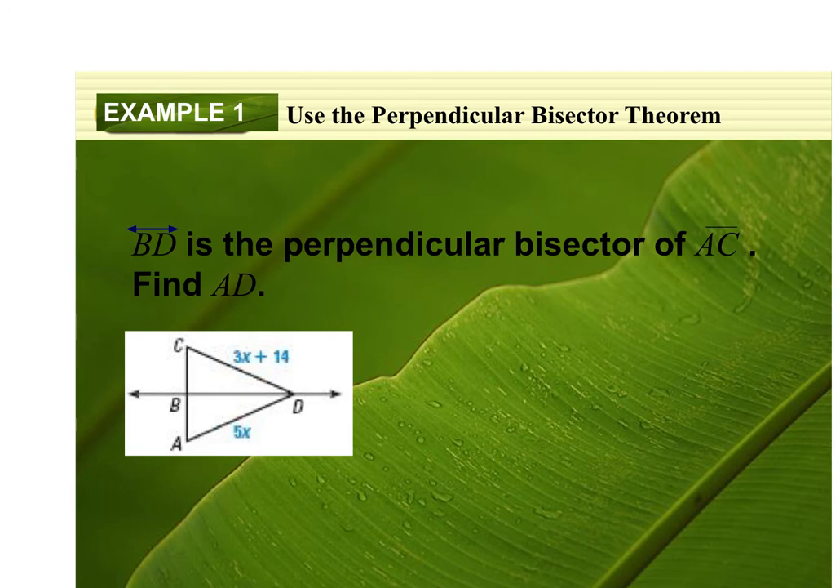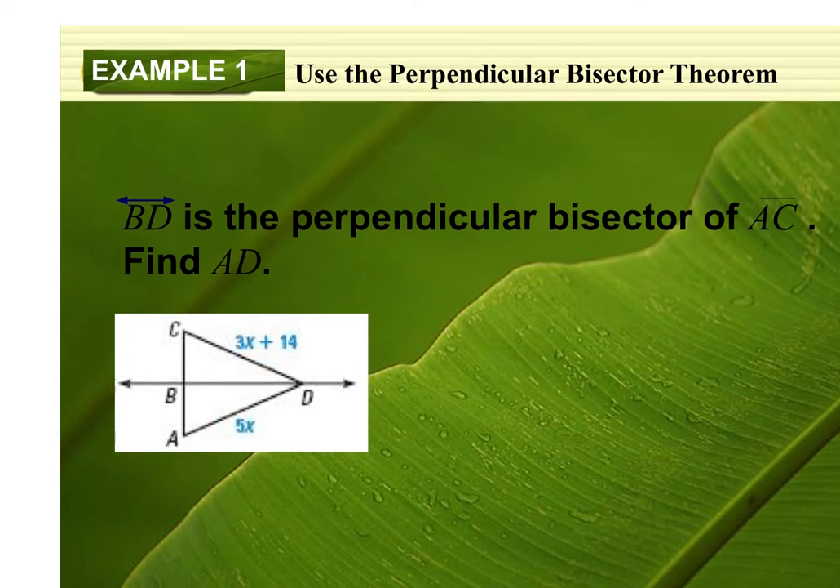BD is the perpendicular bisector of AC. Find AD. Now, before we do anything, I know a lot of you are saying just set them equal to each other. Super easy. Yes, it is that easy, but let's use the information that we're given first. If BD is the perpendicular bisector of AC, what information does that give us about our diagram?